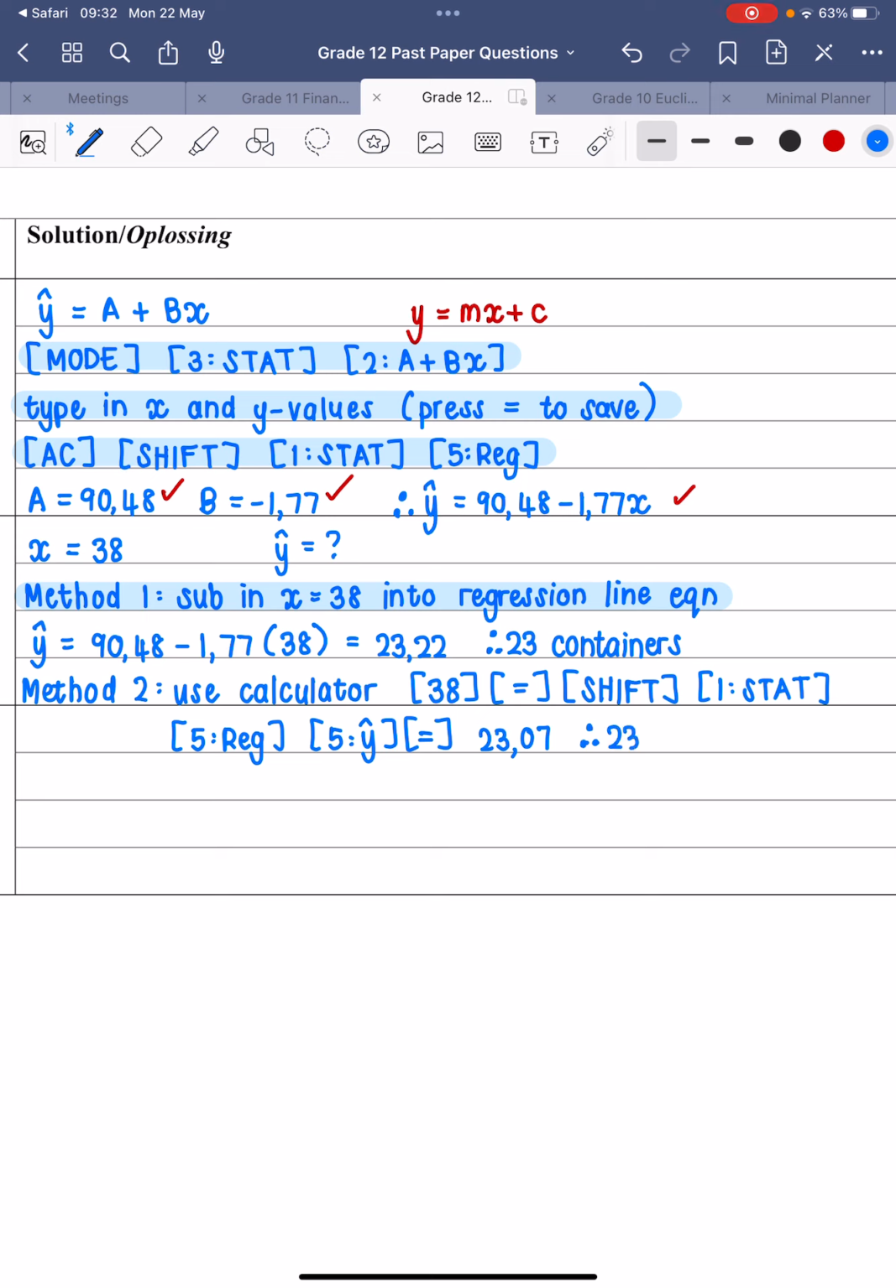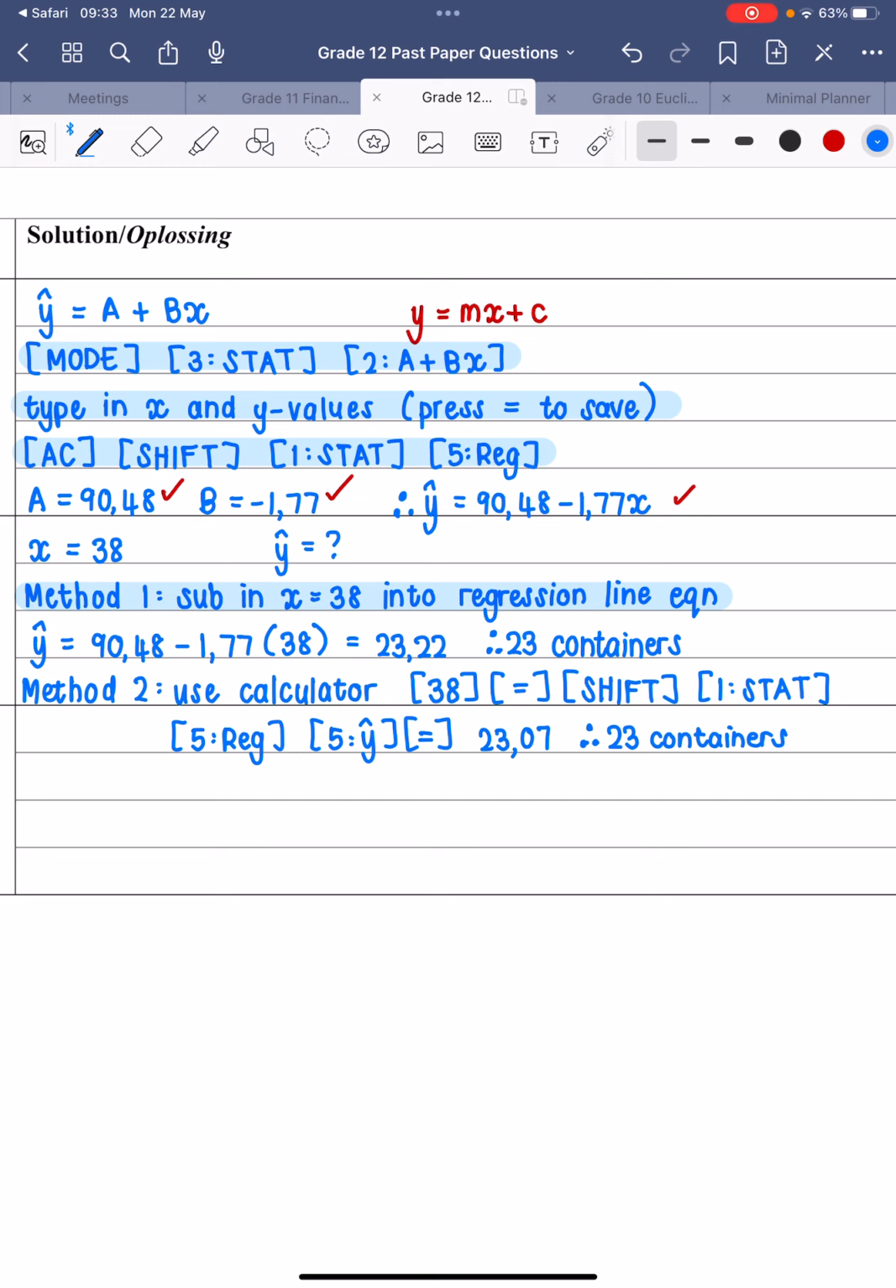Now guys, the reason why this unrounded value is a little bit different is because when we used our equation in method 1, we rounded that value off. So this answer here, 23,22, is not actually the exact answer. This is actually the exact answer, 23,07. The calculator uses the unrounded values for A and B.